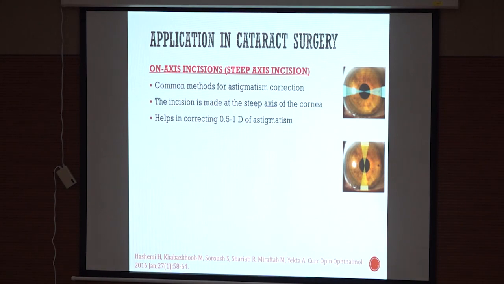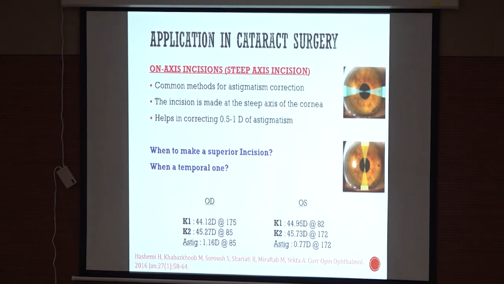Secondly, it would also help us to decide the site of incision while doing cataract surgery. So if the incision is taken along the 5 to 1 diopter. And how do we decide that? So this would help us to decide whether to take a superior or a temporal incision depending upon the type of astigmatism that the patient is having.